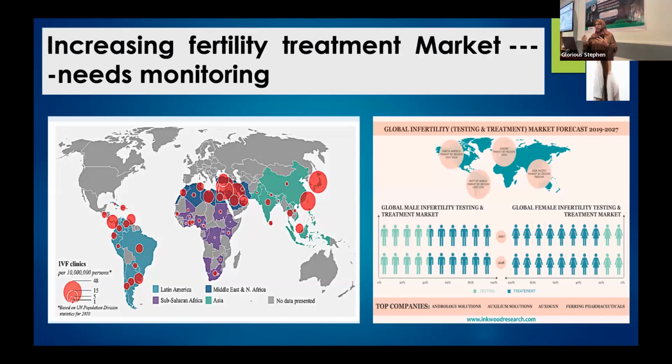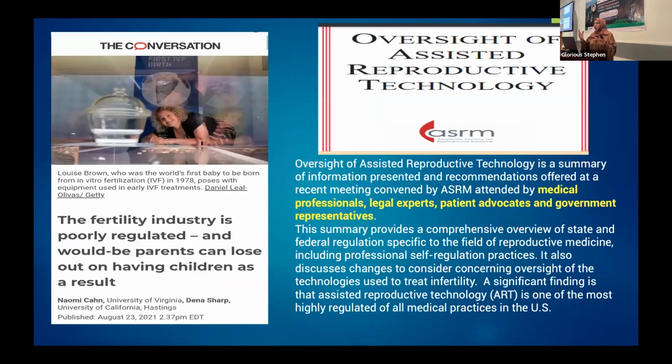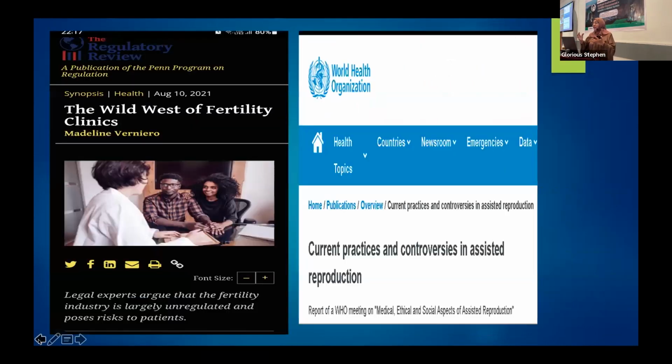The need to monitor it is very important. You can see the IVF centers worldwide, and how many of them there are in the Middle East, so that needs to be regulated. It's becoming like a business, and because of that there is more and more need to have trained people and to be monitored. Even the World Health Organization recognized that, and said yes, there is a need to monitor these centers because they can deviate from whatever they are supposed to do.